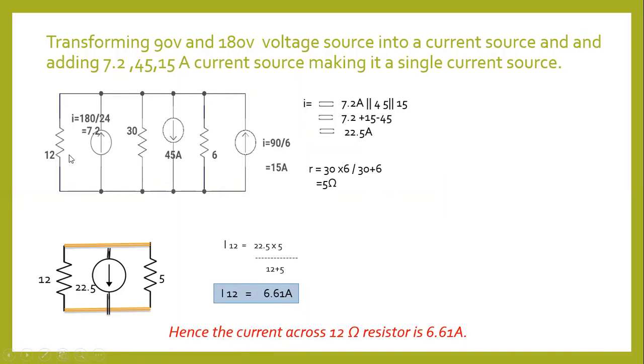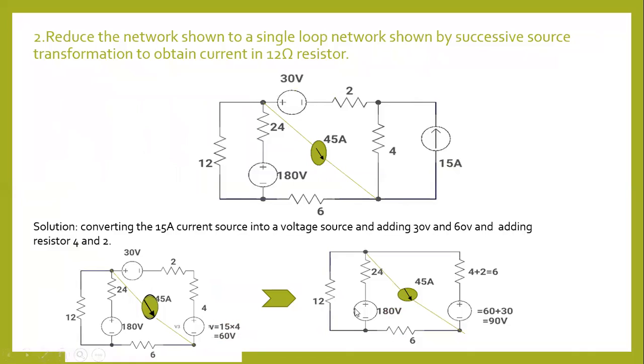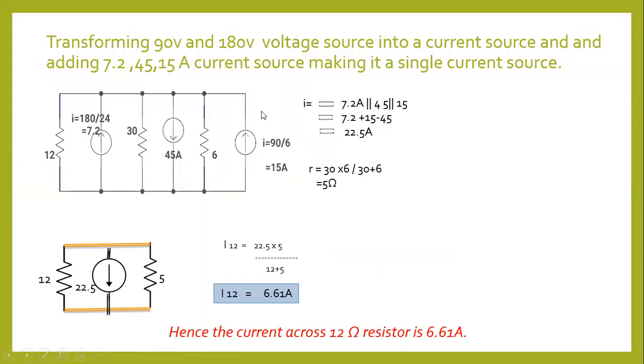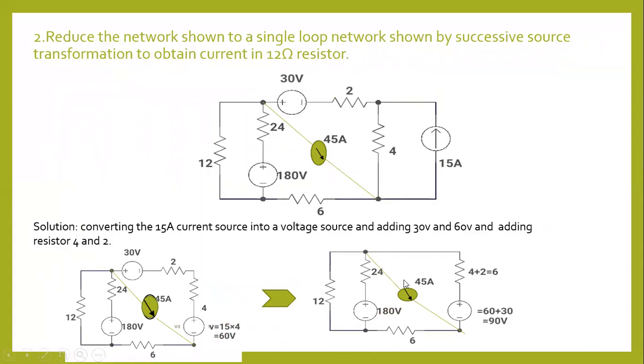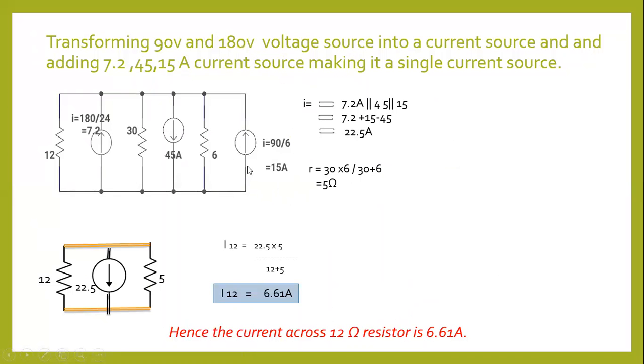Here, the 12 ohms as such. Now check the direction. Plus to minus, the arrowhead always points towards the positive sign, even here also. So both the directions are the same here. Only the 45 amps is going downward. So now all the three current sources are connected in parallel. Only the 7.2 amps and 15 amps are going upward, hence we will add them, and whatever the resultant is, we will subtract the 45 from it. Hence, 7.2 plus 15 minus 45 is equal to 22.5 amps.